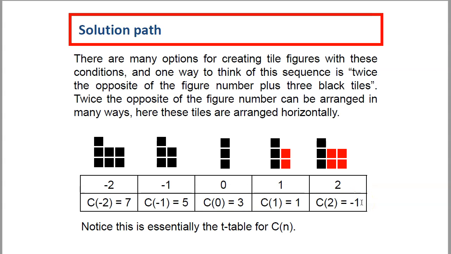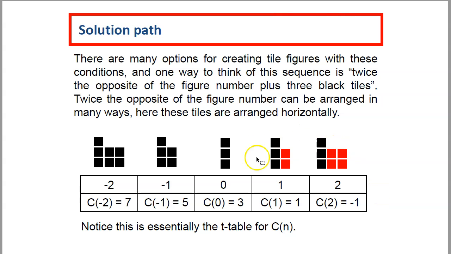There are many options for creating tile figures with these conditions, and one way to think about the sequence is twice the opposite of the figure number plus 3 black tiles. Twice the opposite of the figure number can be arranged in many ways, and here we've just arranged these horizontally.